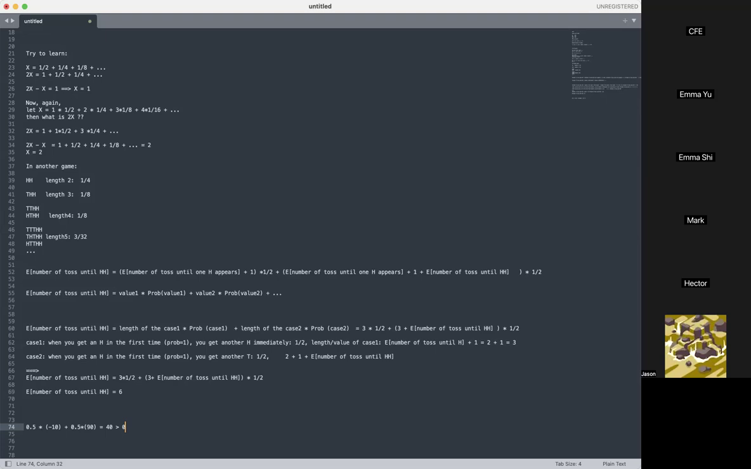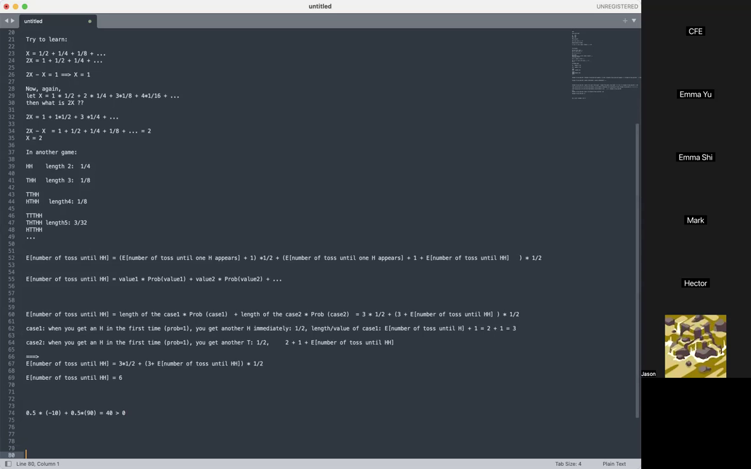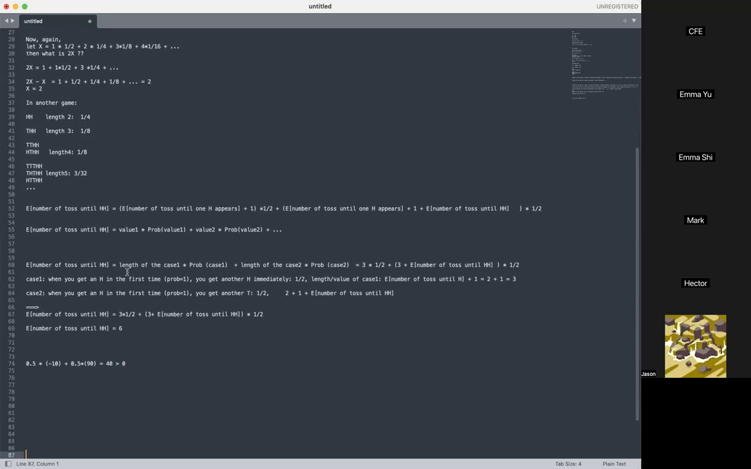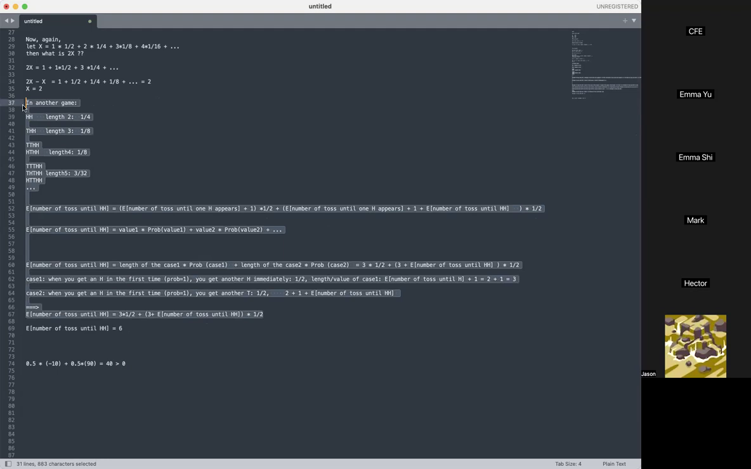Okay, so enough of that. This is all the background of this problem. If you can solve this problem, you are very likely to get into some famous trading firms on Wall Street.